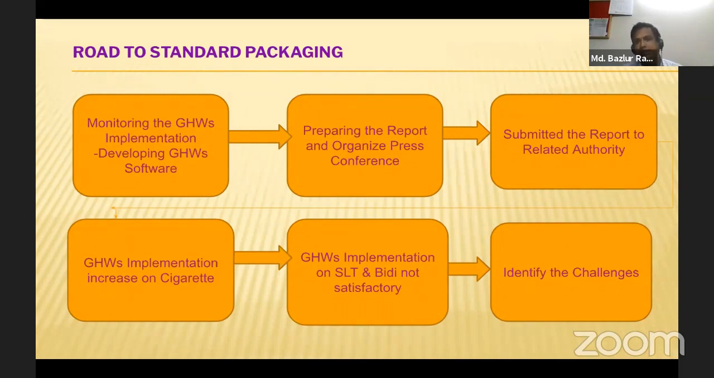That means the district administration, from which districts we collected the information showing the violations of graphic warnings, and requested them to take initiative against these violations. With this, graphic warnings implementation has increased, but there are still some challenges. Then we identified some challenges.